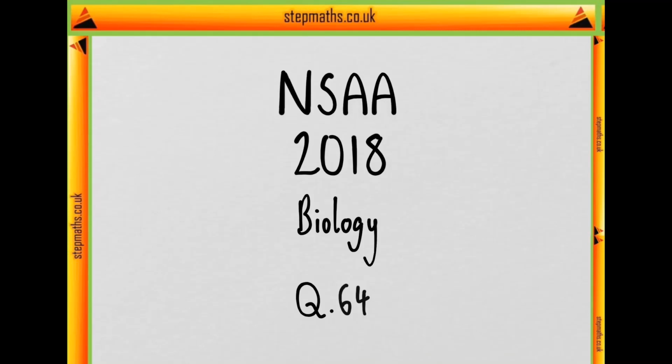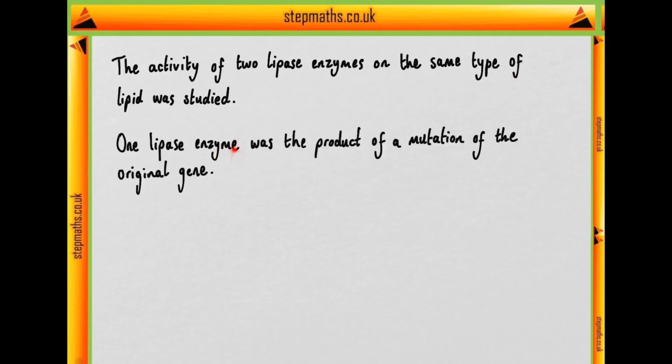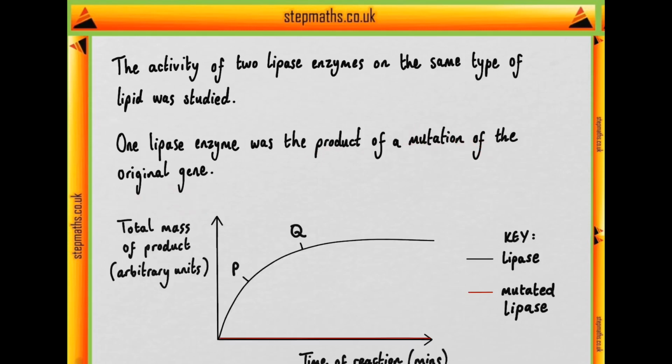This video covers question 64 from the biology section of the 2018 NSAA paper. In this question, we're told about the study of two lipase enzymes on the same type of lipid. We're told that one of the lipase enzymes was the product of a mutation of the other, the original gene that produced the other enzyme.